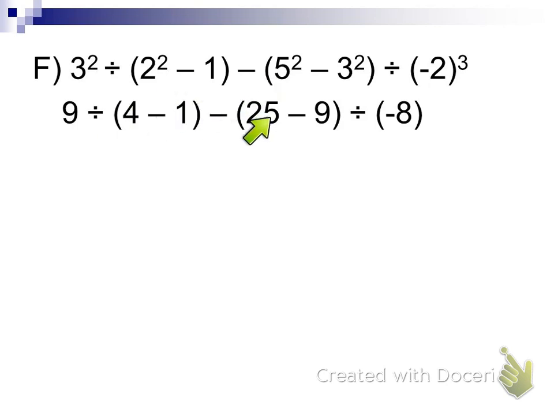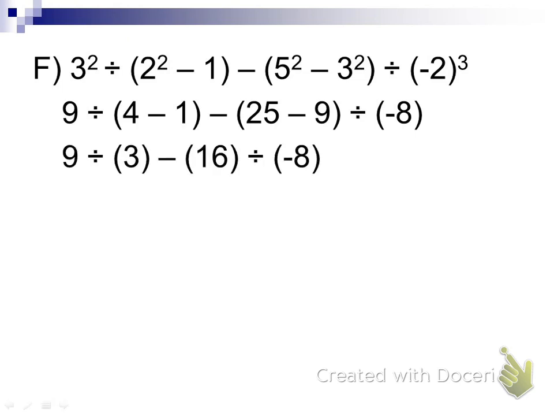5 times 5 is 25. 3 times 3 is 9. Negative 2 times negative 2 times negative 2 is negative 8. Any questions on all those exponents? All right, keep going inside your parentheses. So we'll do 4 minus 1 and 25 minus 9. That gives me 3 in the first set of parentheses, 16 in the second.